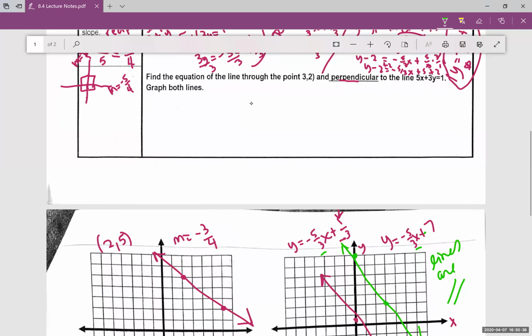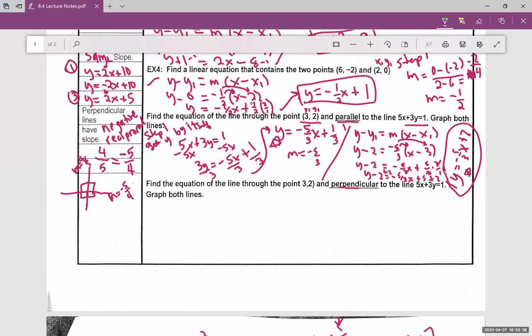Okay, now for the last problem. Similar, but this time we're going to go through the point (3, 2), and we're going to be perpendicular to this line. Well, it's the same one. We've already gotten y on a side by itself before. So y equals negative 5/3 x plus 1/3. Remember when we did that right here?